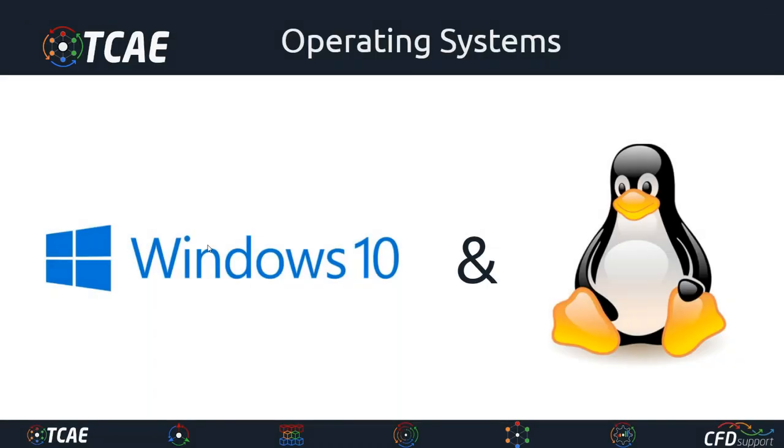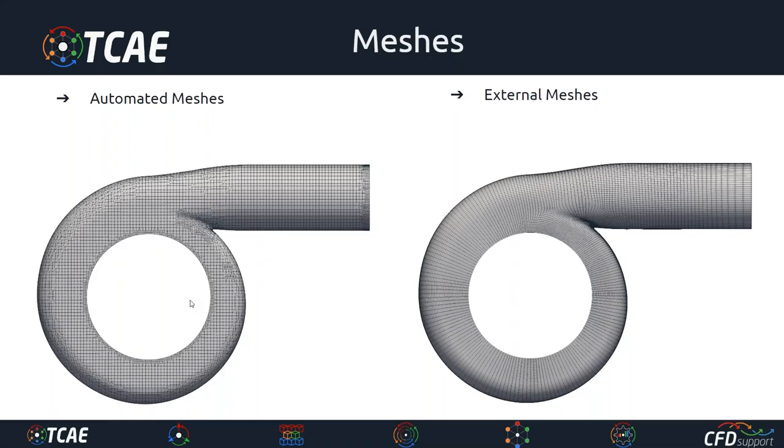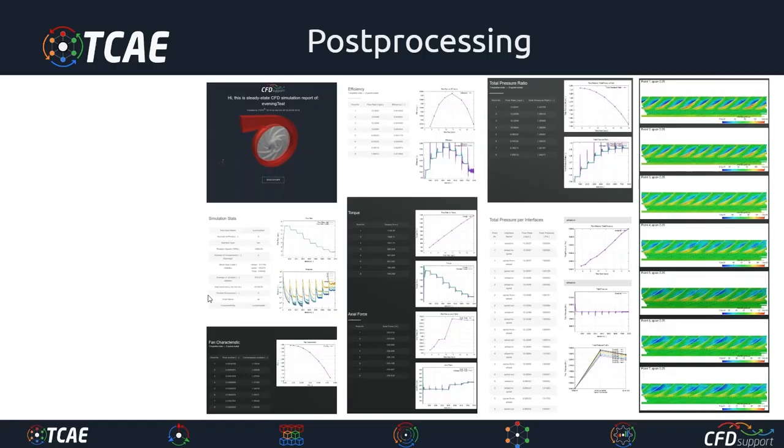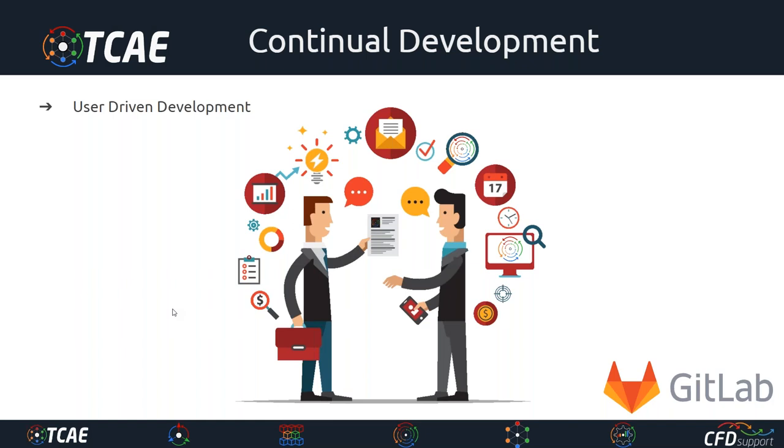The software is developed for Windows and Linux, both native compilations. It can be used remotely and in the batch mode, or completely in the graphical interface. It's the user's decision. The same with the meshing. The automated meshing system is available, and of course the users can load external meshes. It's definitely ready for that. There are extensive post-processing features, especially for turbomachinery. We've walked a long path to deliver everything necessary for professional turbomachinery post-processing.